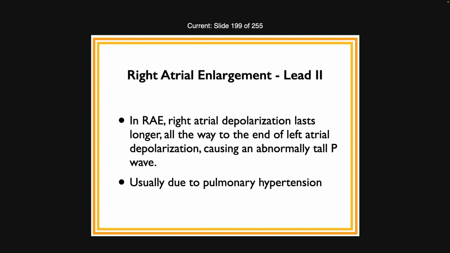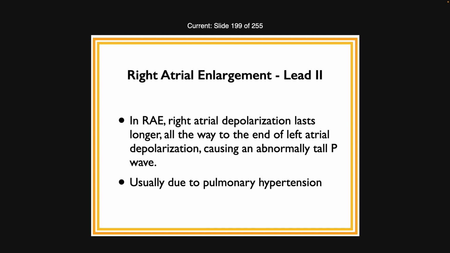Sometimes one atrium becomes enlarged. If it's the right atrium, we call it right atrial enlargement. If it's the left atrium, we call it left atrial enlargement. And because we now know that the P wave is actually made up of two different depolarizations happening at the same time, we know that if one of these atria is enlarged, it's going to change the shape of that P wave.